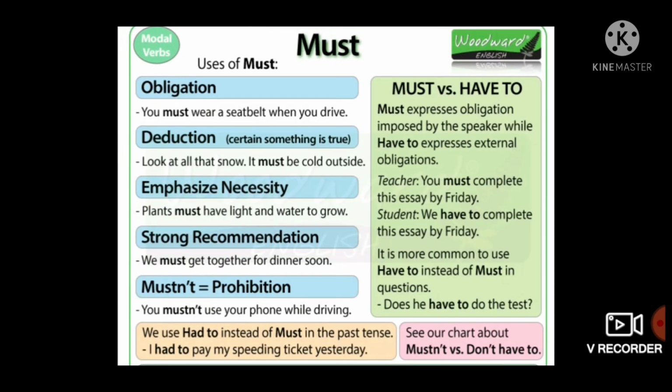The final modal actually, the ninth one, must. So, uses of must.